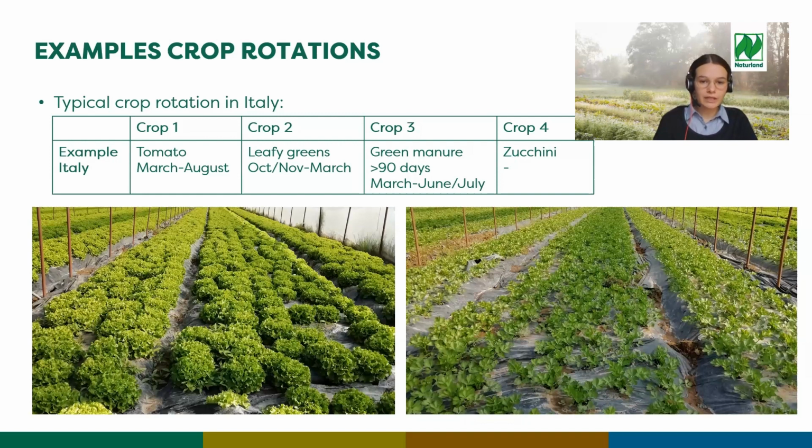And then in spring, after the salad finishes, there would be for at least 90 days, so up until the flowering stage, a green manure in mixtures in the greenhouse. And after that, as a summer crop would then be, for example, zucchini, but could also be tomato again, since there were two other crops planted in between, and then the decree would allow another tomato planted.